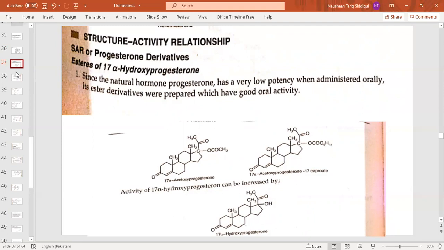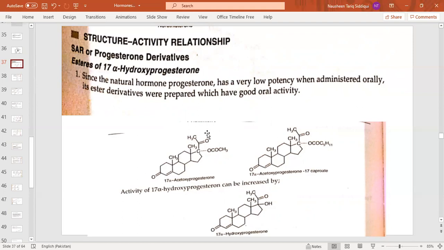For the structural activity relationship, we'll first discuss we have different derivatives. We have different progesterone derivatives. First we will discuss the esters of 17-alpha hydroxyprogesterone. This is the structure of the progesterone.